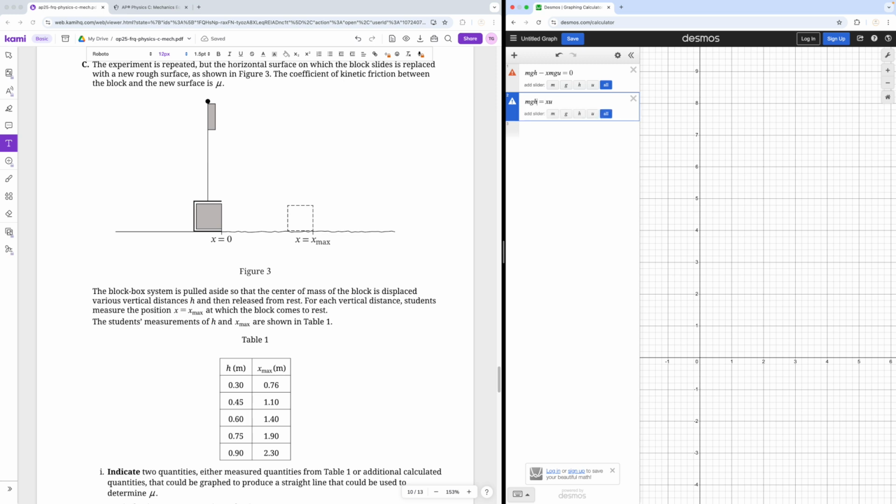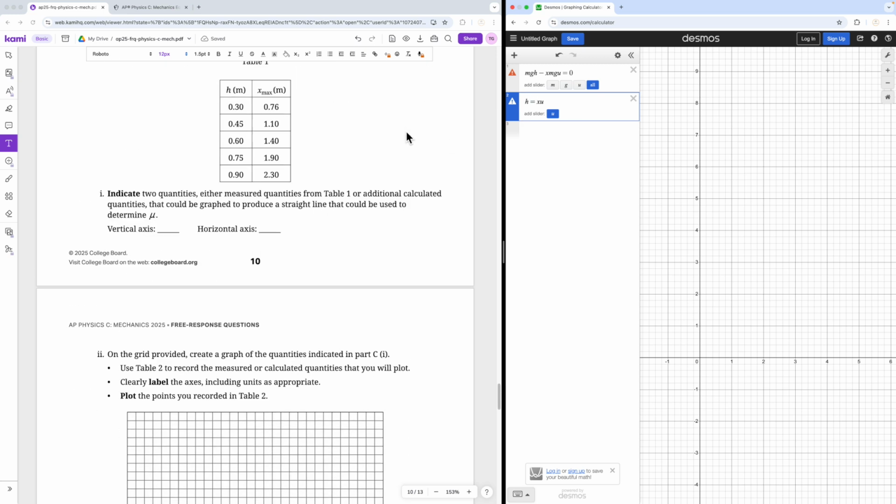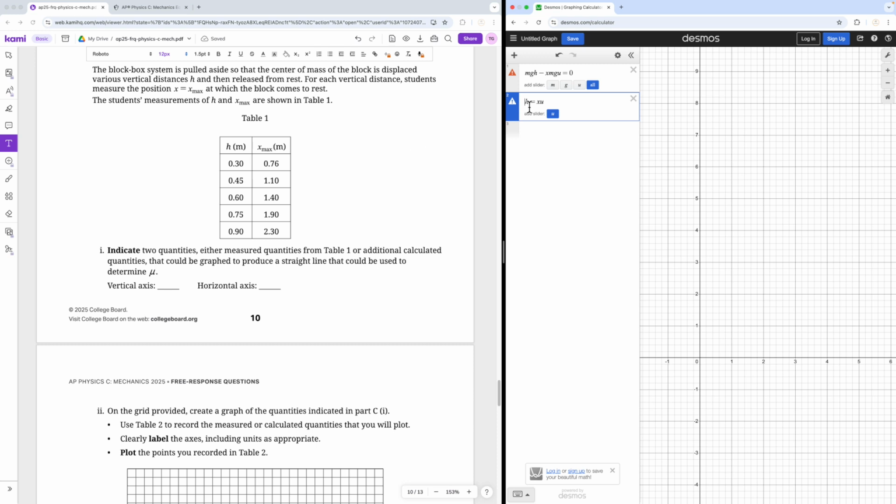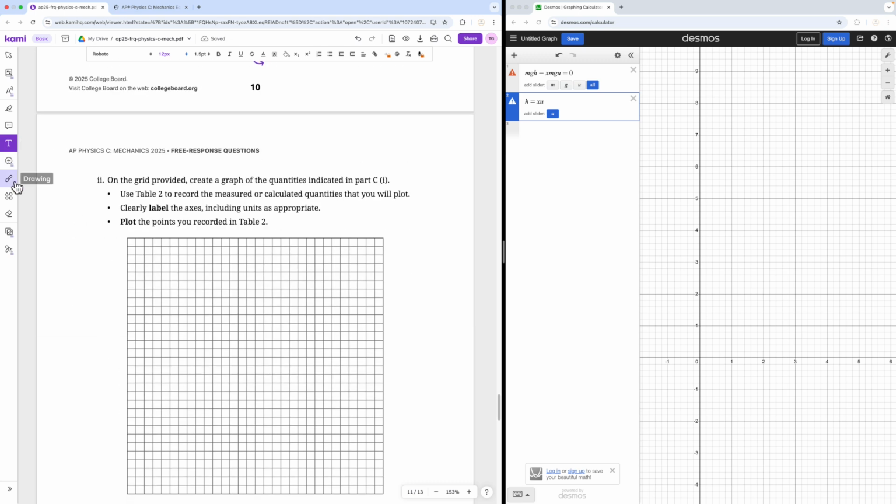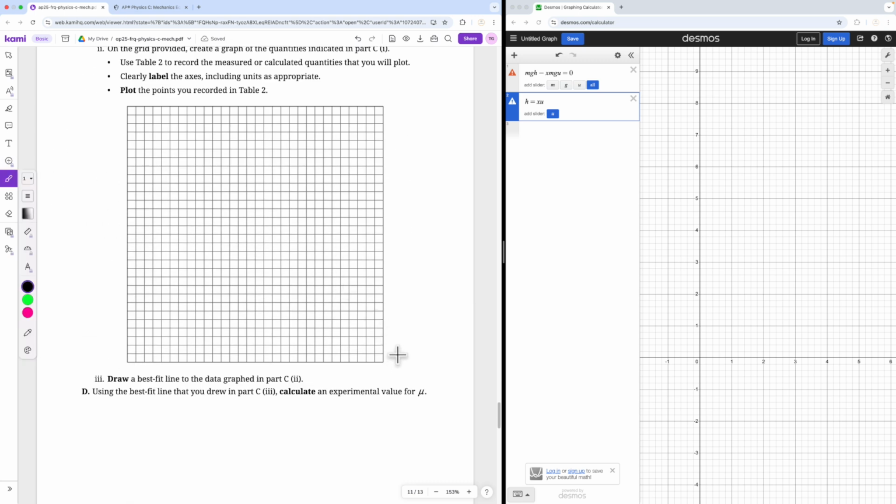You cancel out the mg's, and look what you get. Height is equal to x times mu. And that's literally a linear graph. You don't need to do any calculations with the slope. The slope is mu. So let's see what we're graphing. We're going to be graphing h in meters on the y-axis, and x max in meters on the x-axis.